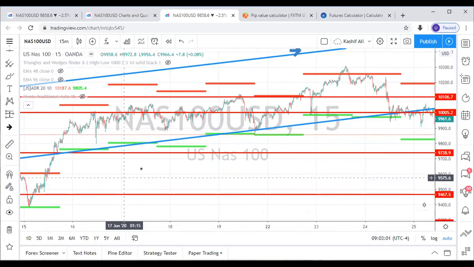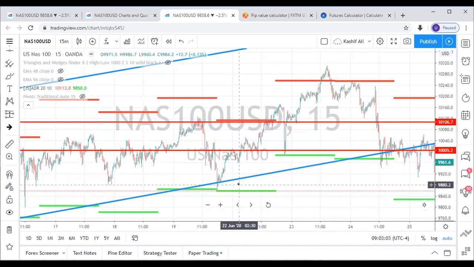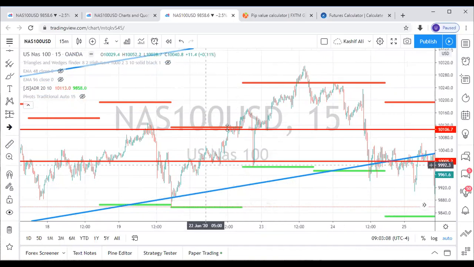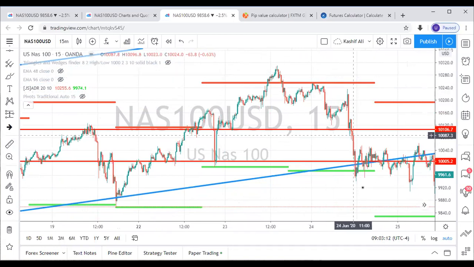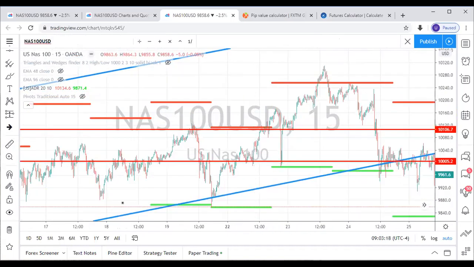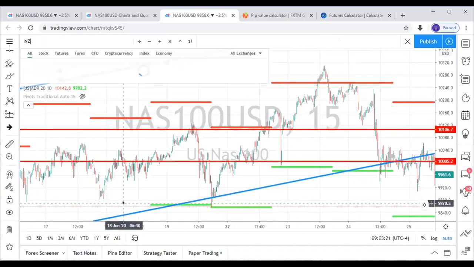This is technical trading, not price action, you can say. So this is the trend line: it makes a W formation, goes up, makes an M formation, goes down, goes up, makes an M formation, comes down. Yes, that's kind of it.